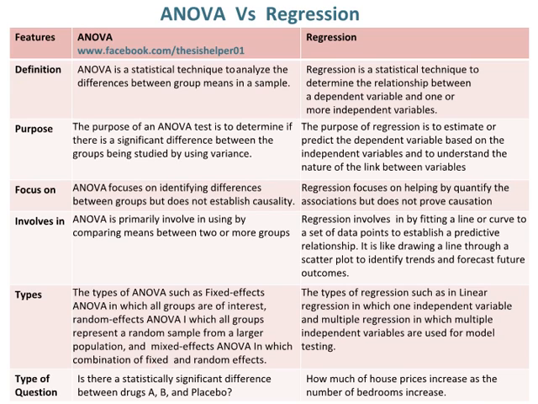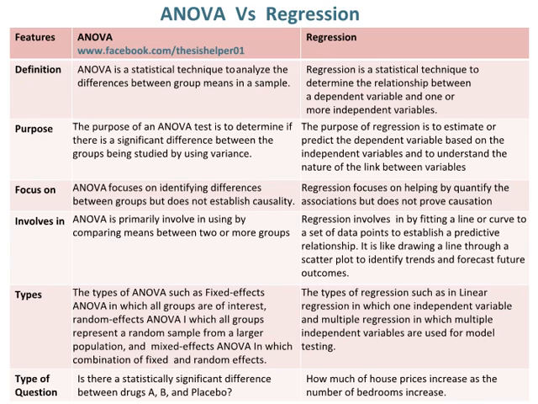The types of ANOVA are fixed effects ANOVA, in which all groups are of interest; random effects ANOVA, in which all groups represent a random sample from a larger population; and mixed effects ANOVA, which is a combination of fixed and random effects. Whereas the types of regression are linear regression, in which one independent variable is used, and multiple regression, in which multiple independent variables are used for model testing.